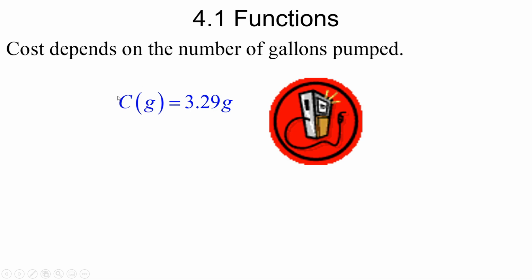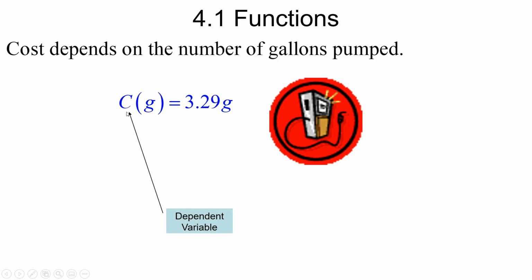Okay, that's function notation for the cost of gasoline based upon the number of gallons I pump. So c of g equals 3.29 times g. That means the cost in terms of the number of gallons of gas that I pump is $3.29 per gallon right there. But we need to know the language.